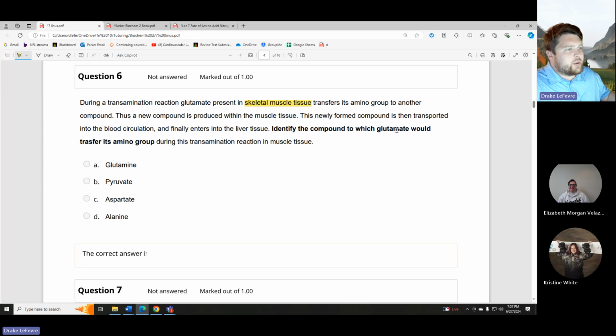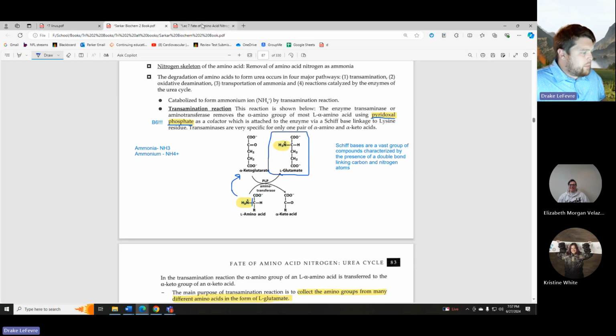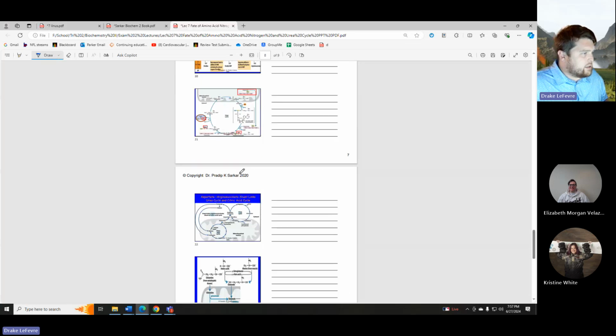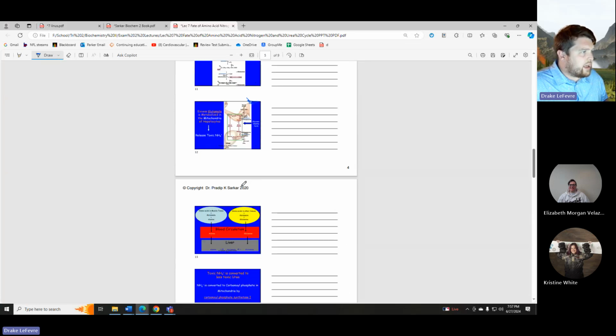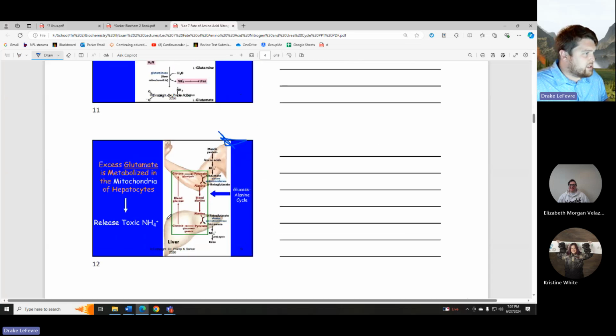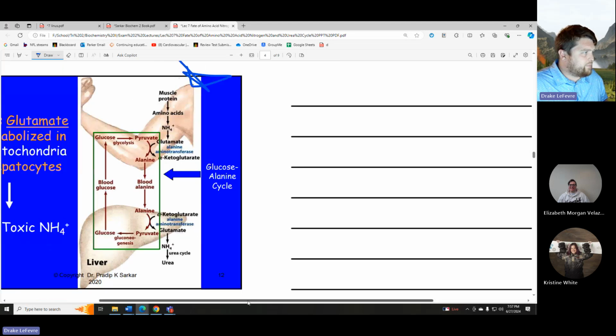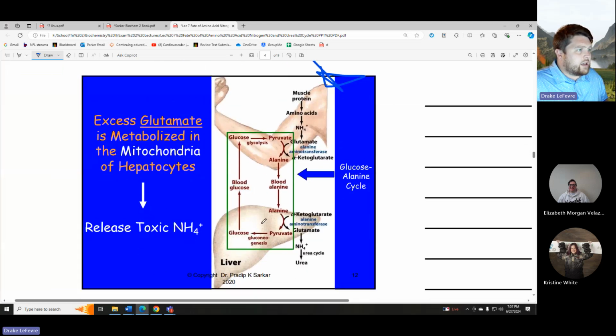Identify the compound to which glutamate would transfer its amino group during this transamination reaction in muscle tissue. There's a really good picture that Sarkar has in his slides that I think does the best job of this. This picture right here is the one that I really like.